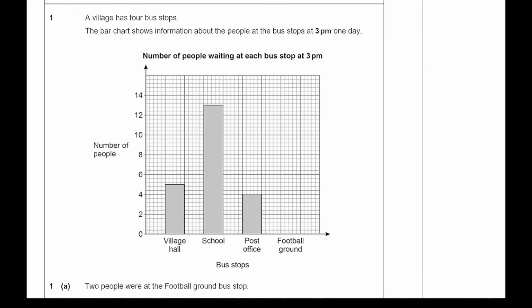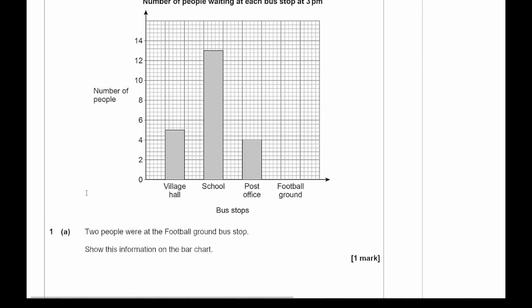So let's get started on question 1. So question 1 says a village has 4 bus stops. The bar chart shows information about people at the bus stop at 3 p.m. one day.